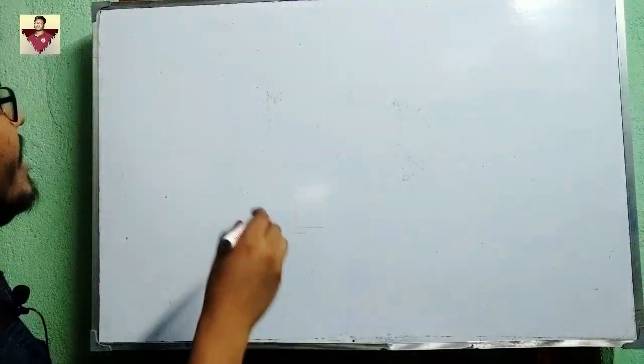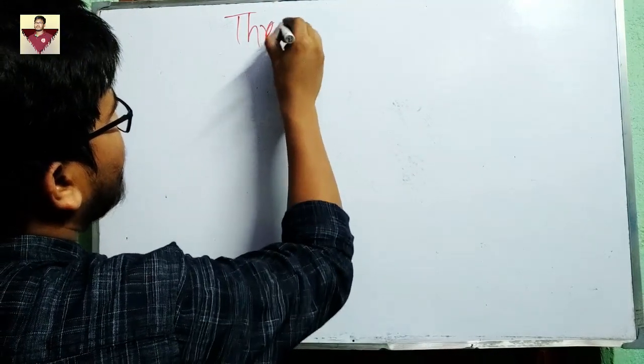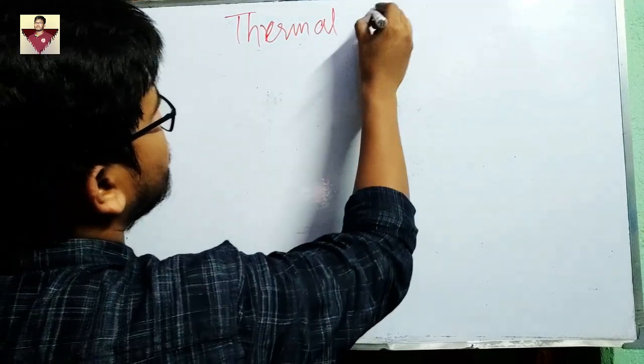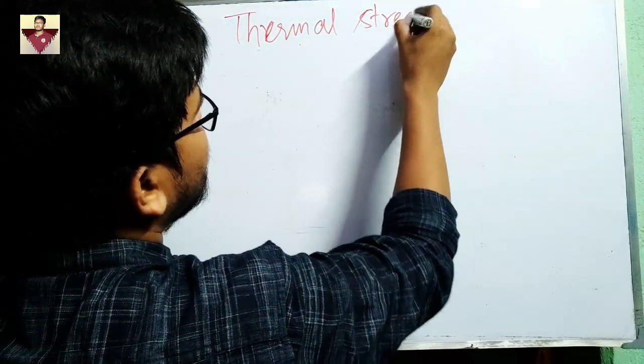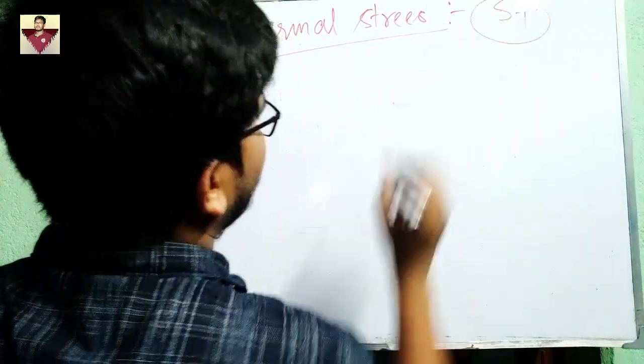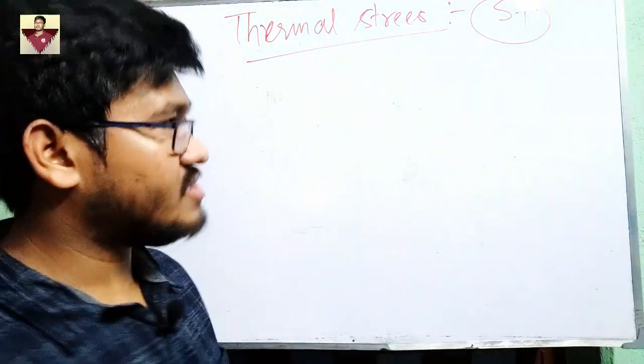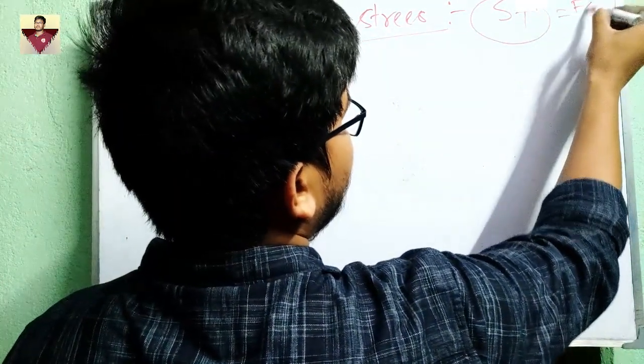Now I am going to calculate the thermal stress developed in a material. Let us denote thermal stress by ST. Stress is nothing but force per unit area, so it is also defined by F divided by area.